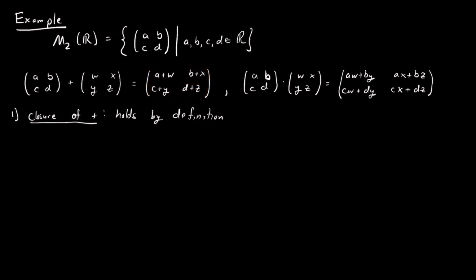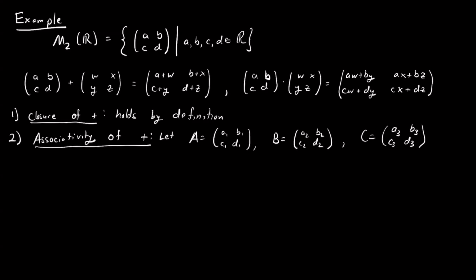So I have closure under addition. This is pretty straightforward. Many of the other axioms are quite tedious to check, so we'll check that addition is associative, and I'll leave several of the others as exercises because they're just quite tedious. We'll just use properties of the real numbers to do it. Okay, so let's check associativity of addition.